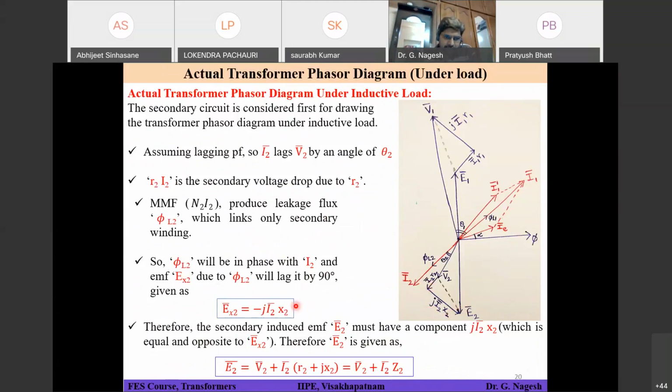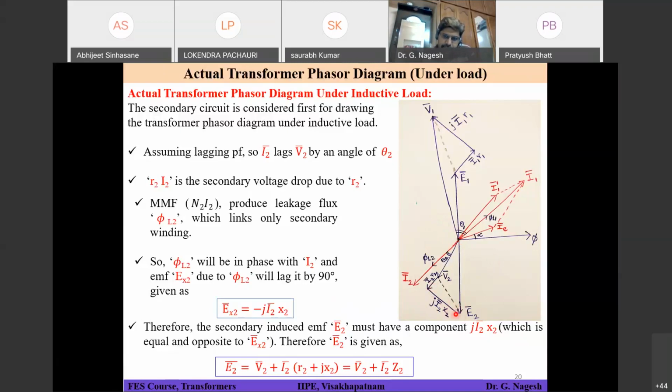The only thing is you might have confusion here and here. This is coming because of leakage flux phi L2. How E2 is lagging phi by 90 degrees. Similarly, EX2 will be a phasor here, which will lag phi L2 by an angle of 90 degrees. And remember, E2 is a voltage source, minus N d phi by dt. Similarly, EX2 is a voltage source. If I want to convert it into a voltage drop, I should multiply with a minus sign. So if I multiply with a minus sign, it will come in this direction, which is nothing but this thing.